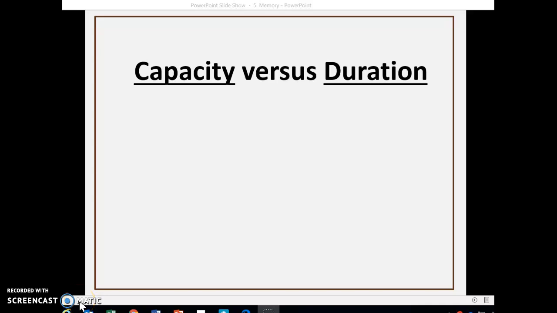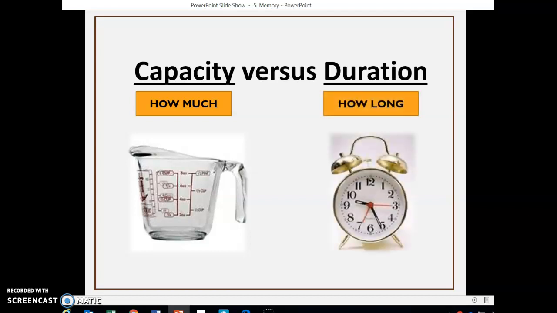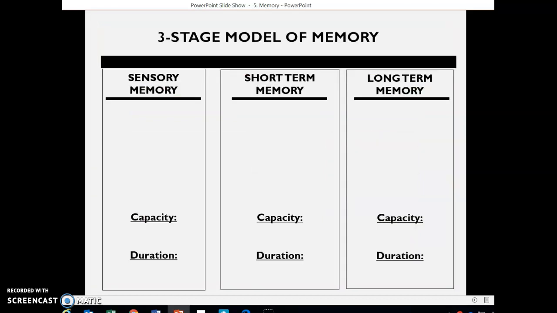All right, so let's talk about the three-stage model of memory. Before we begin this, I want to make sure that we understand two terms because they're going to come in handy when we look at these three stages. The first is going to be capacity. Whenever we look at the word capacity, we're talking about how much. So in reference to memory, how much information is there. And then duration refers to how long does it stay there. So each stage is a little bit different. So remember, capacity, how much, duration, how long.